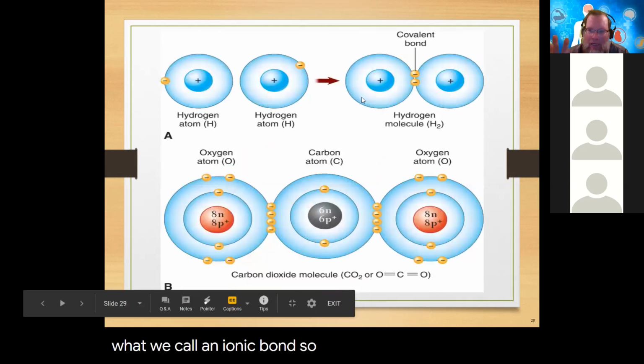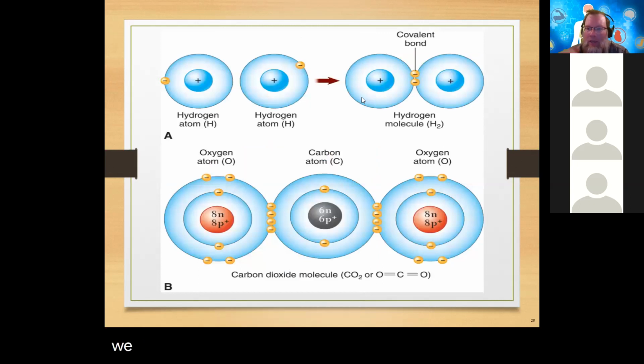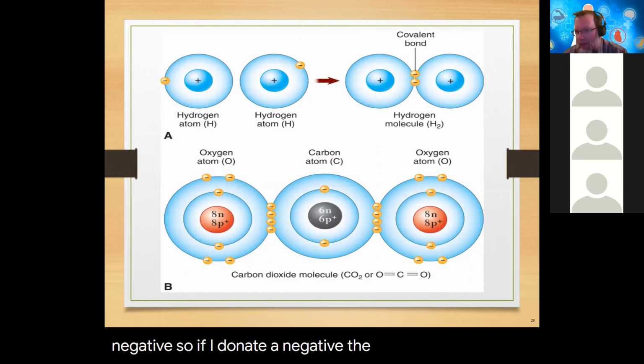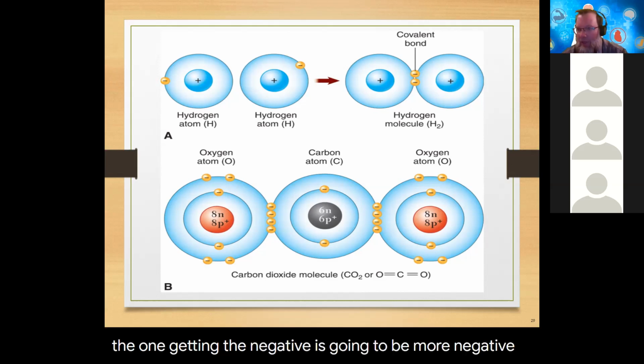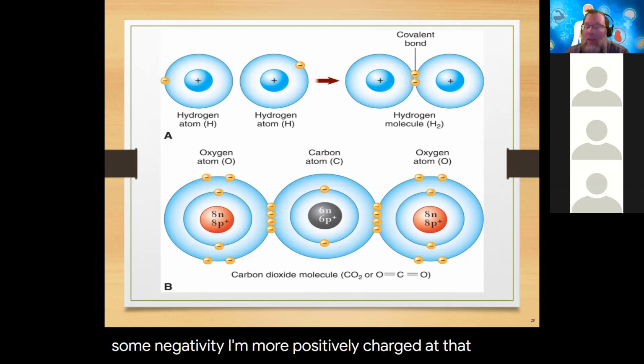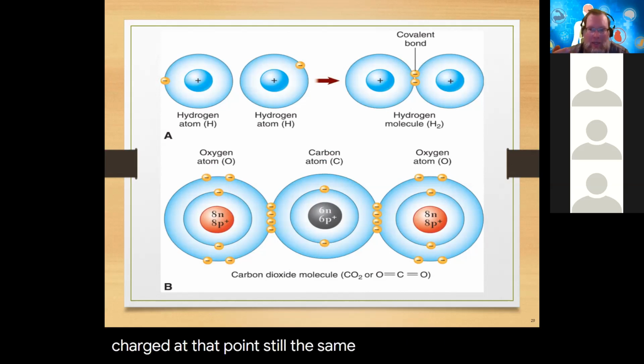So again, ionic bonds are when we donate electrons. That's going to make the donor more positive. It's going to make the receiver more negative, because remember, electrons are negative. So if I donate a negative, the one getting the negative is going to be more negative. And because I lost some negativity, I'm more positively charged at that point. Still the same element, because again, we didn't alter the number of protons in the nucleus.